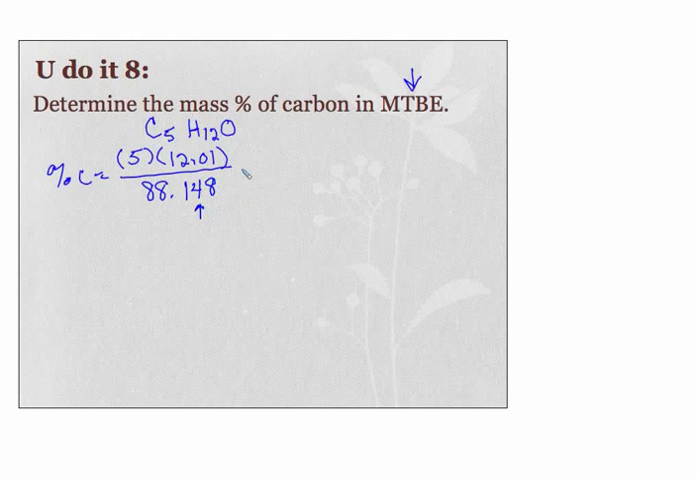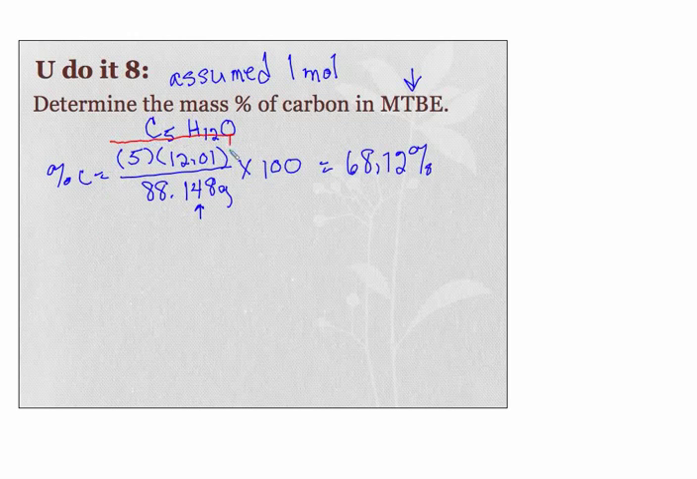You need to go to at least 2 decimal places on a molar mass. Now, what's implied here is our assumption. What we really did here is we assumed we had 1 mole, so that the whole would be the mass that is equal to 1 mole. And we would get 68.12%.